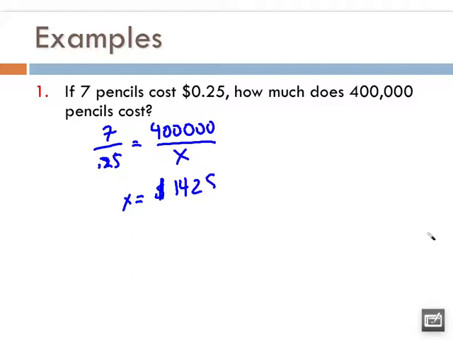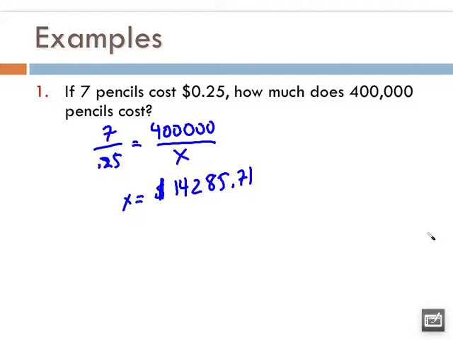14,285, and then it got like 0.7142. Okay, 71 cents is important. $14,285.71. Is that reasonable? Yeah. Yeah, if you're buying 400,000 pencils, that would work. Who set it up differently?